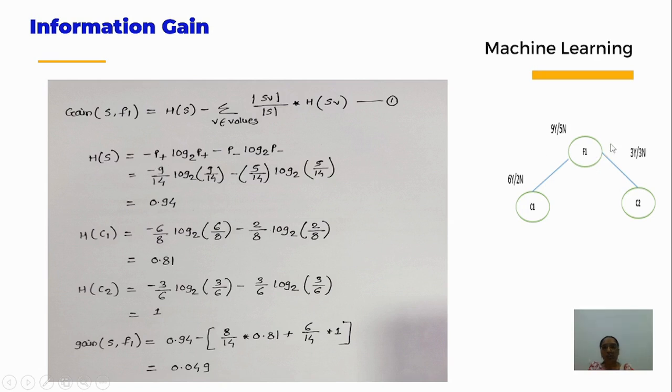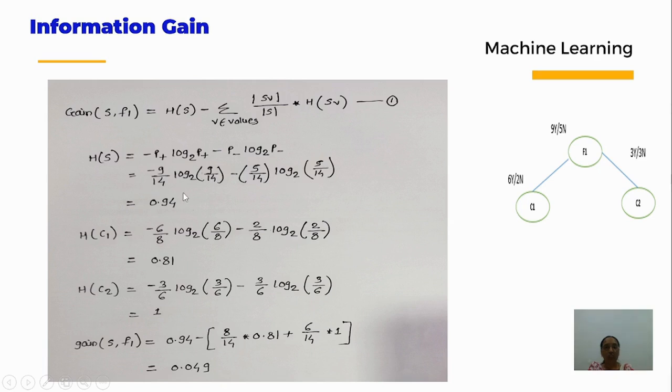Now for this F1 node, the probability of positive classes is 9 yes out of a total of 14. That's why here I have written minus 9 divided by 14 times log 2 of 9 by 14, minus the probability of the negative classes. Here 5 nodes are there, so that's 5 by 14 times log of 5 by 14 to the base 2.